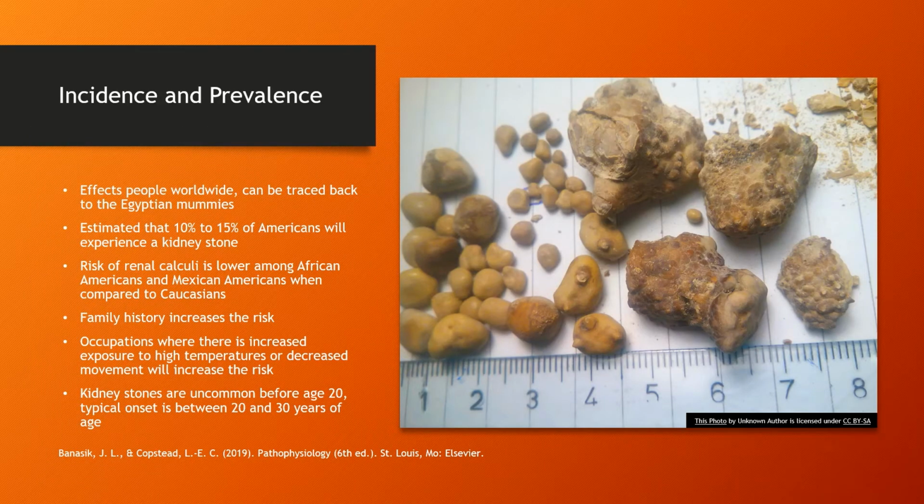Kidney stones can affect people worldwide. They can even be traced back to the Egyptian mummies. It's estimated that 10% to 15% of Americans will experience a kidney stone. The risk of stones is lower among African Americans and Mexican Americans in comparison with Caucasians. Family history, of course, increases the risk. Additionally, I mentioned this before, occupations where there's increased exposure to high temperature or decreased movement specifically will increase risk. And finally, kidney stones are uncommon before the age of 20. Typically, you won't see them until right between 20 and 30 years of age.